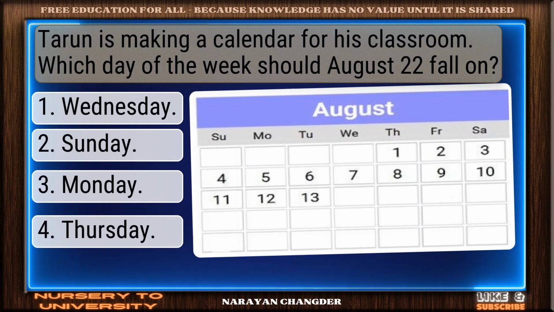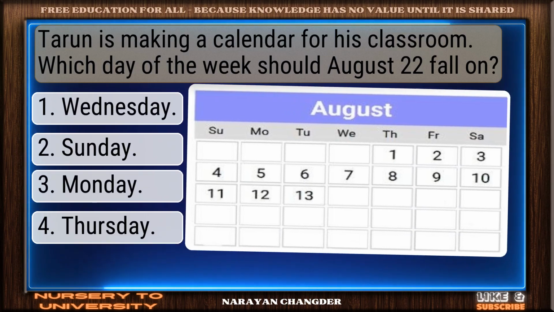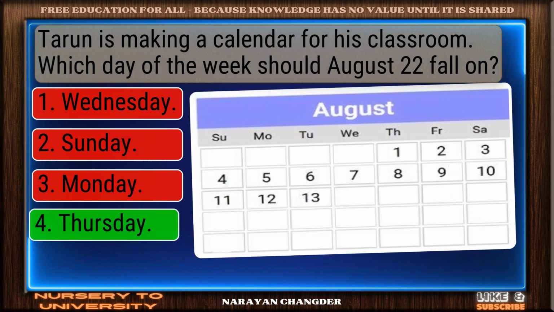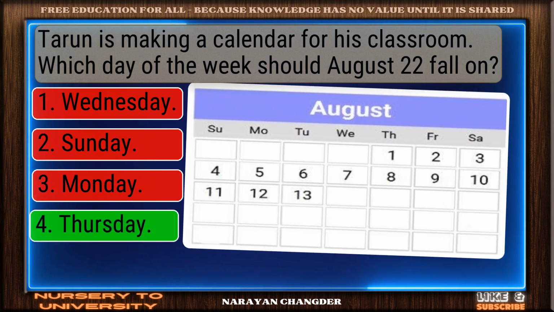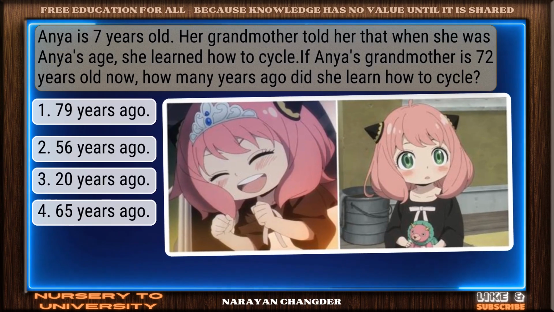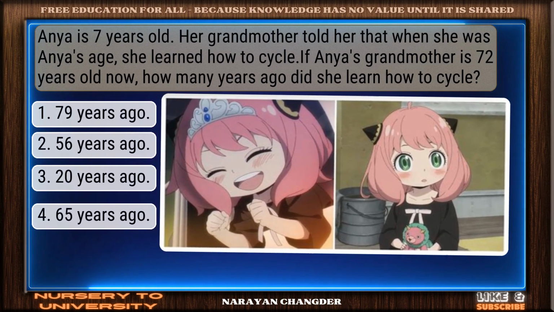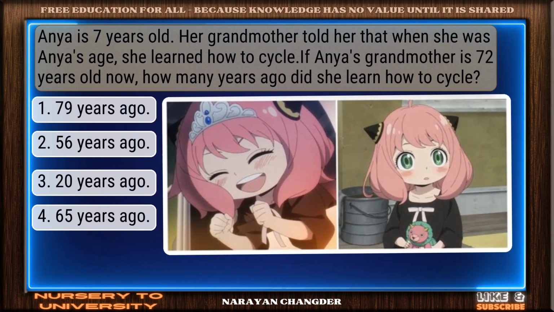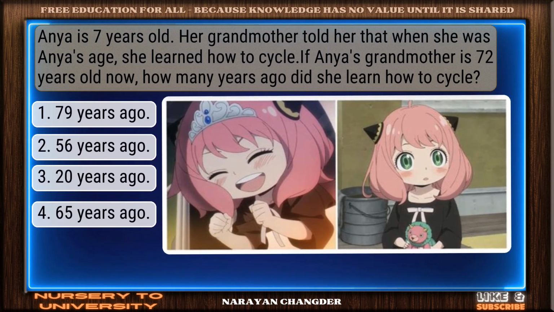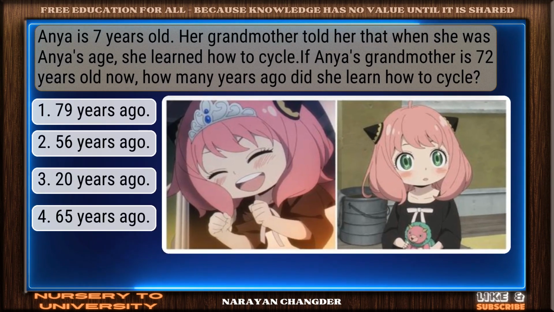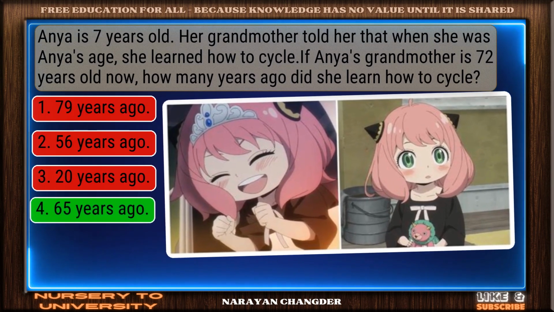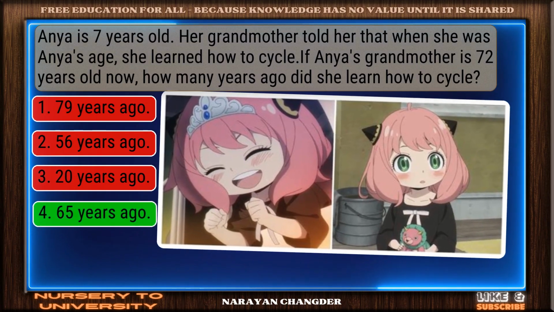Taran is making a calendar for his classroom. Which day of the week should August 22 fall on? Correct response. Thursday is the most accurate answer. Anya is 7 years old. Her grandmother told her that when she was Anya's age, she learned how to cycle. If Anya's grandmother is 72 years old now, how many years ago did she learn how to cycle? Correct. 65 years ago is the right answer.